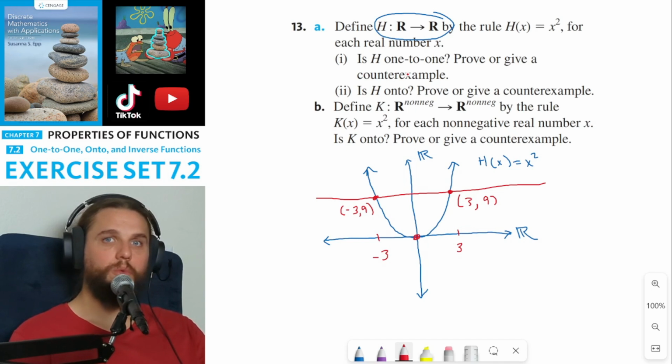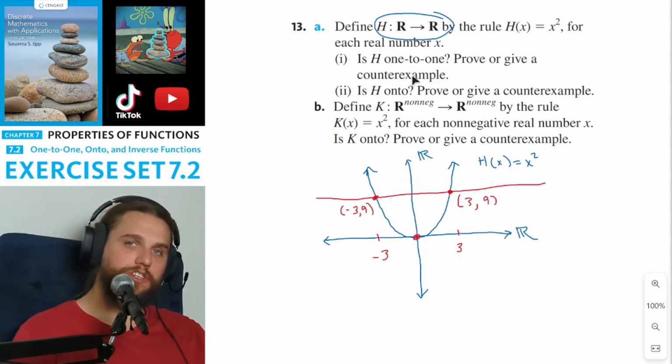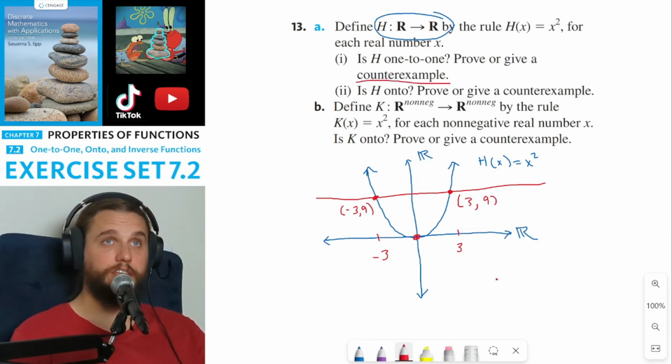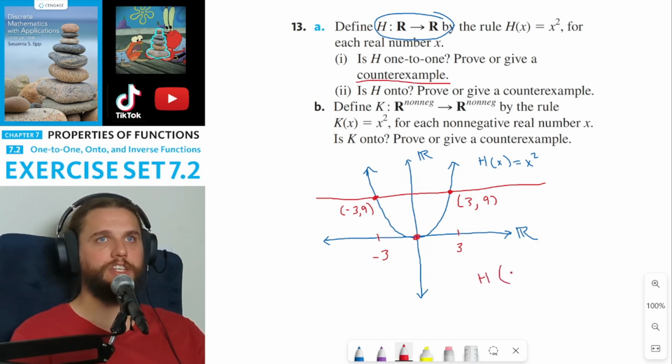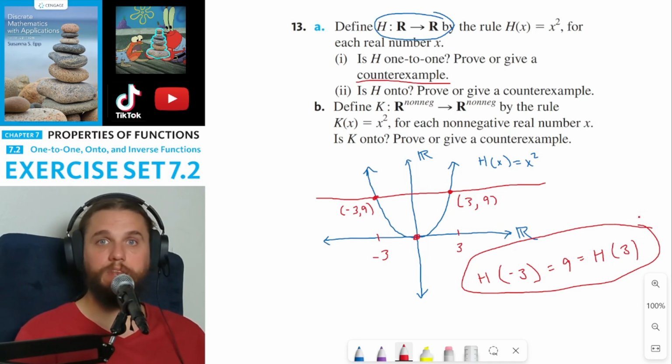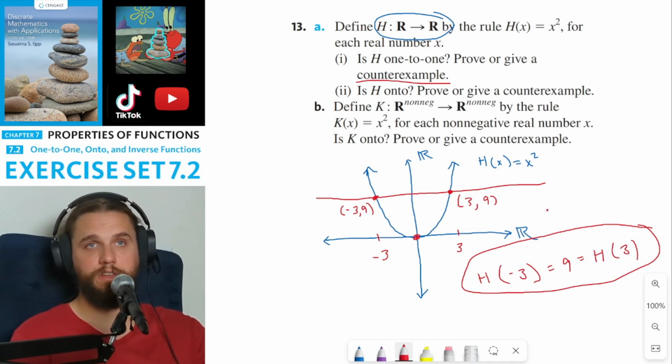So is it 1 to 1? No. But just to really clear up why, we need to provide an explicit counterexample. This is a good counterexample, but to write it out explicitly, we can just say h of -3 equals 9, which equals h of 3. And this is the explicit counterexample that we need to write in function notation. So that's the first part here.